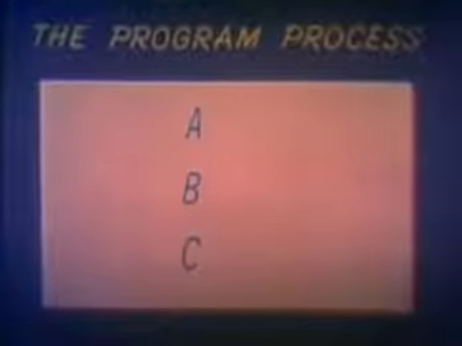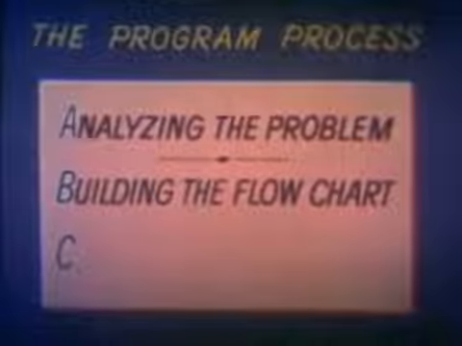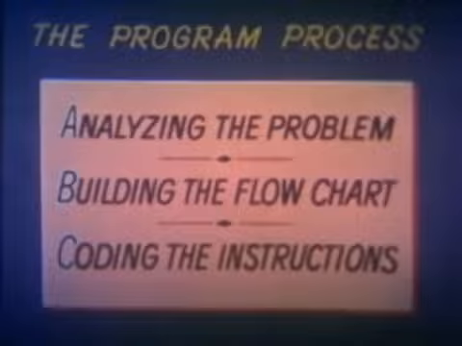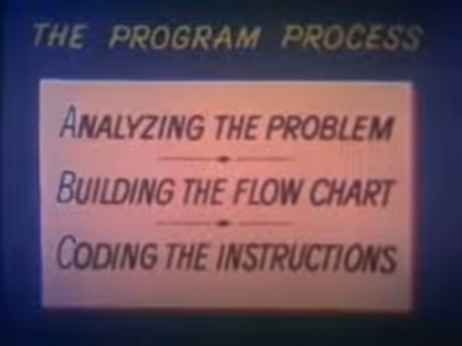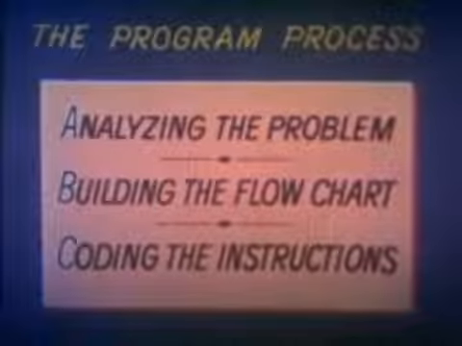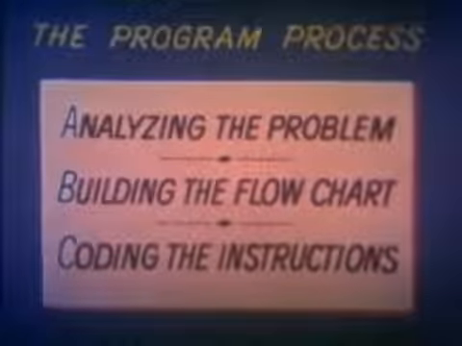The program process may be divided into 3 steps. Analyzing the problem to determine the factors and the best method of working out a solution. Building a flow chart of the operations to be performed by the computer. And coding the instructions, converting them into computer language. It is the purpose of this film to show in a brief and general way what is involved in these steps.